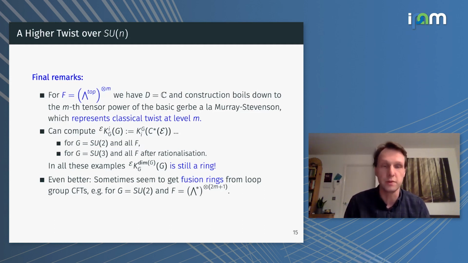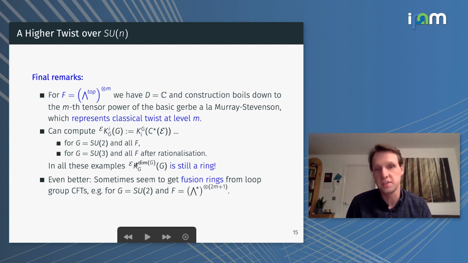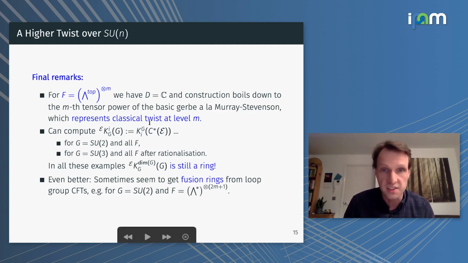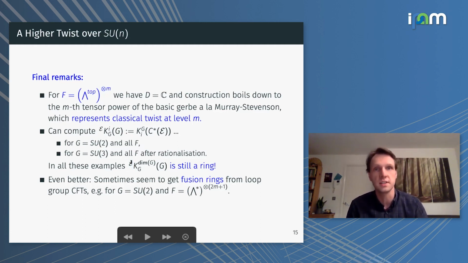So what we would love to know, of course, is whether this sort of extrinsic ring structure really comes from something intrinsic. In the classical case, this is related to the fact that this gerbe that you have here is multiplicative. But I don't know what multiplicativity should be for this Fell bundle twist here. So the situation is even better. Sometimes what we get are indeed fusion rings. So for example, for SU2 and this exponential functor here, you get a fusion ring.